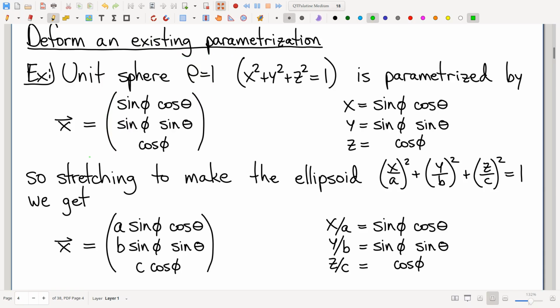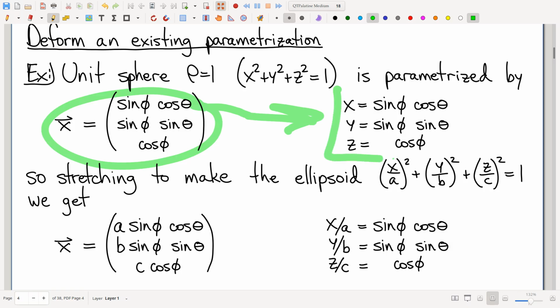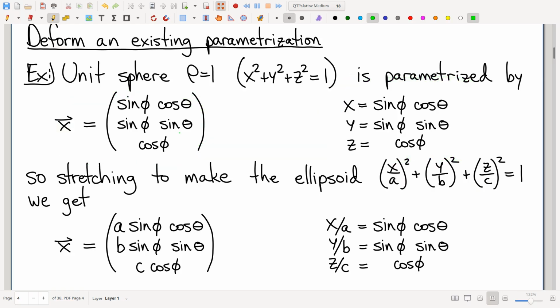Now I could write this parameterization in equations. This is all the same thing, just writing it out one equation at a time. Okay, so the question I'd like to entertain is, what if I want to look at the ellipsoid?